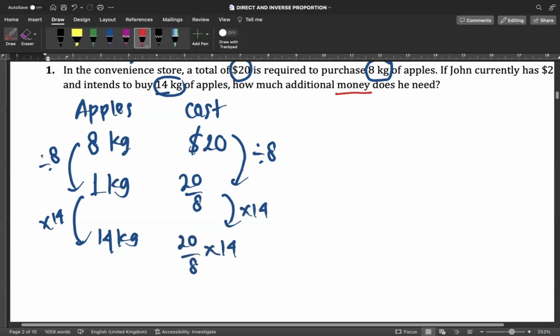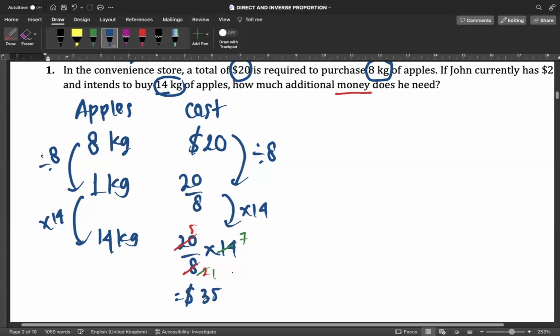Then we divide 20 and 8 by 4, so we get 5 and 2. And then 2 and 14 we can simplify again. We divide by 2. This is 1 and this is 7, so 5 times 7 is 35. Okay, so from here we know that 14 kilograms of apples cost $35.